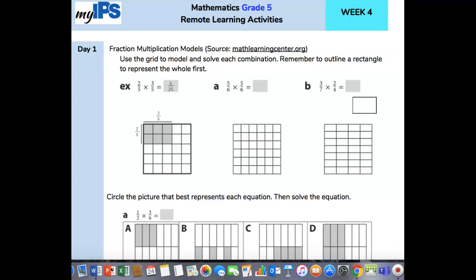So let's just shade them across. So you see that's 2/5 of this whole square. So 1/5, 2/5, 3/5, 4/5, 5/5. 5/5 is one whole. All right, now 2/5 times 3/5.